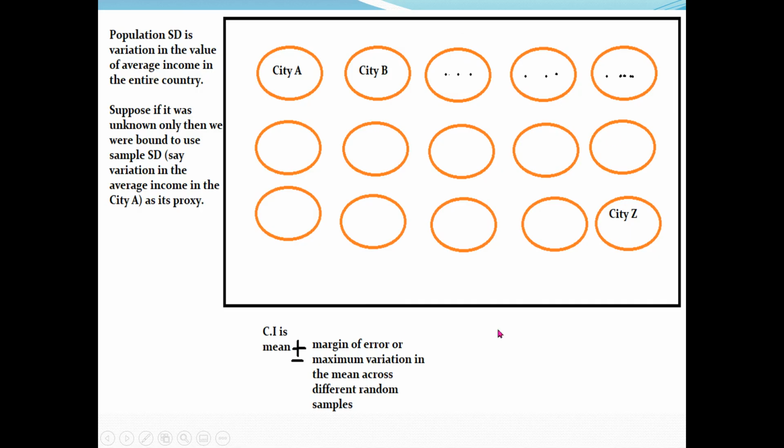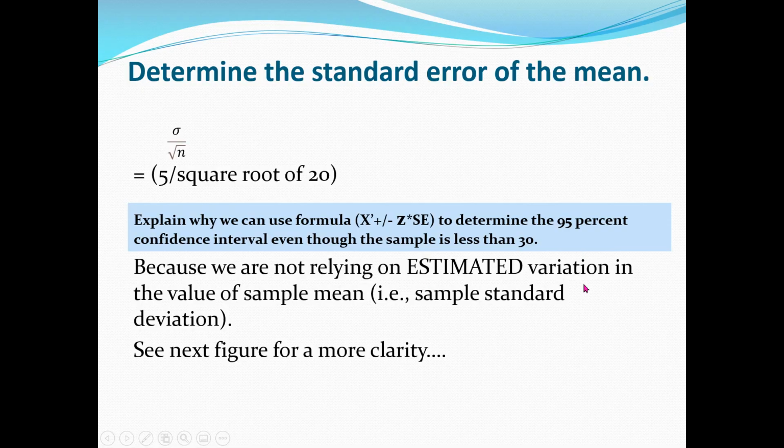Let's say this is a population in which we want to compute, let's say, the average income. If the population standard deviation is known, that is the variation in the value of average income in the entire country, then even if we are relying on a small sample, we are not relying on the sample standard deviation, because the population standard deviation is still given. Because we are not relying on the estimated variation, rather we have the actual variation available, I can still use the z distribution method.